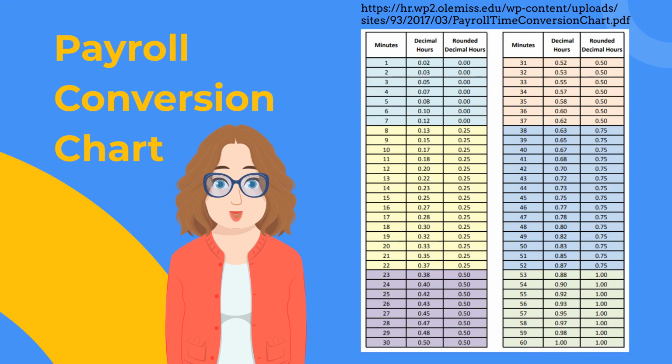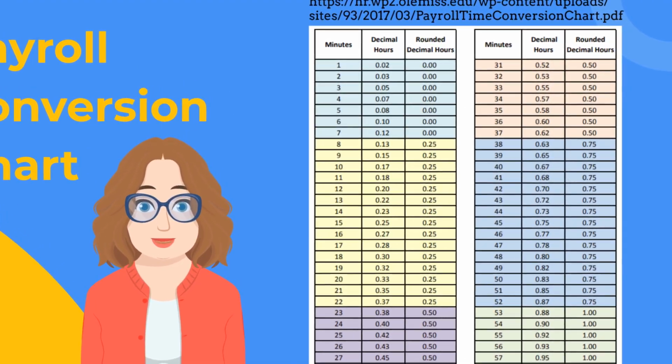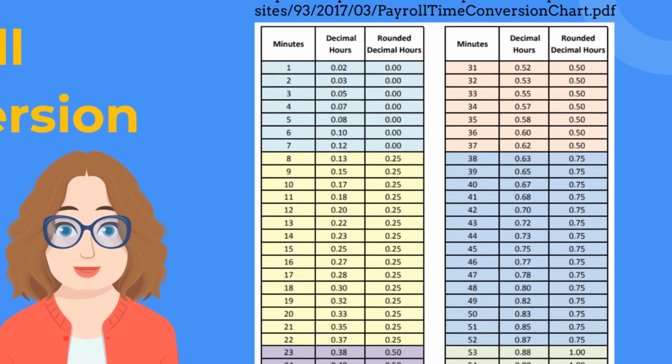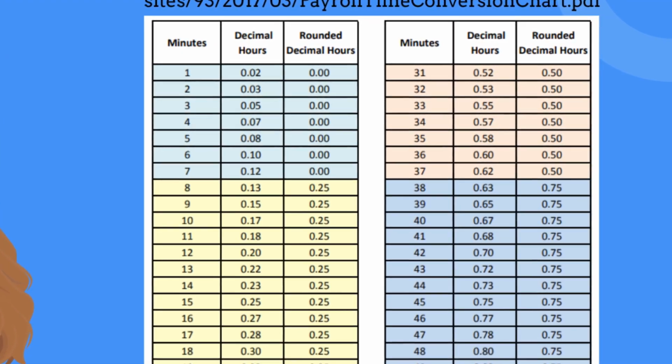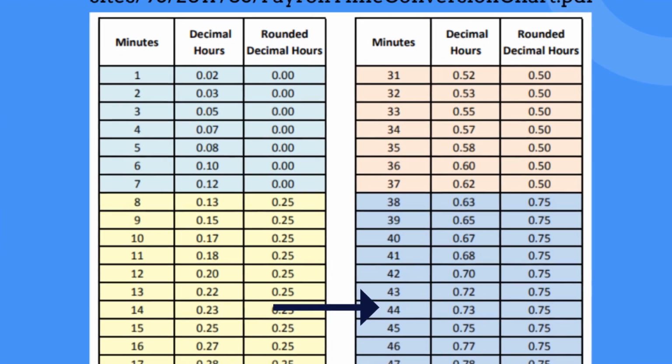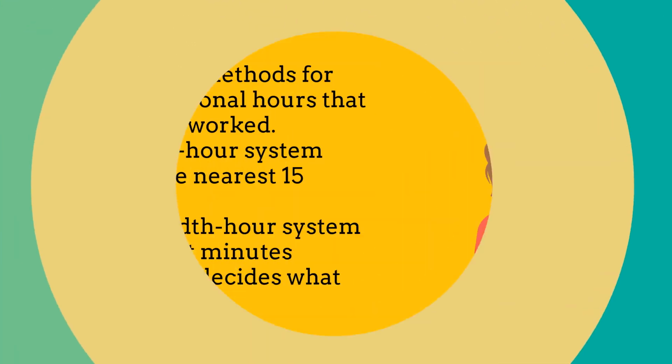You could also use a payroll conversion chart to look up the decimal value for the minutes these two employees worked. Let's find the value for the 35 minutes. There it is, 0.58 in the second column. Next, let's find 44 minutes. The value is 0.73.